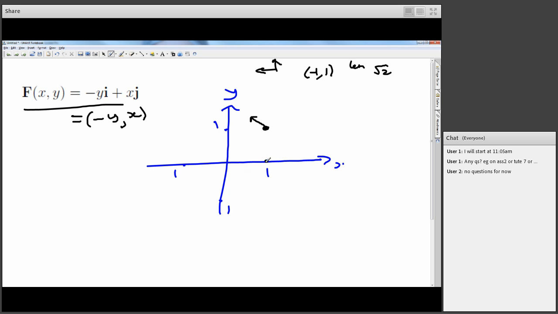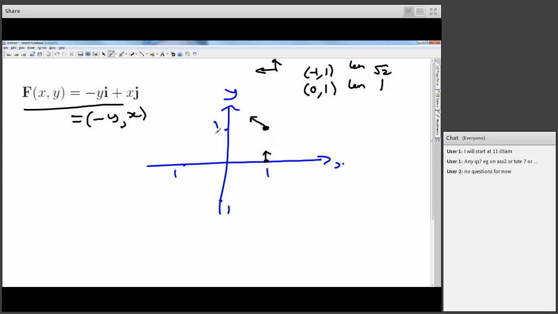So let's pick 1, 0. So x equals 1, y equals 0. If you plug that in, you get the vector 0, 1. That means there's no x component and it's sticking up 1. And the length, if you work it out, would be 0 plus 1, square root, which gives you 1. So it's shorter than the one above it. So I'm just going to try to indicate that.